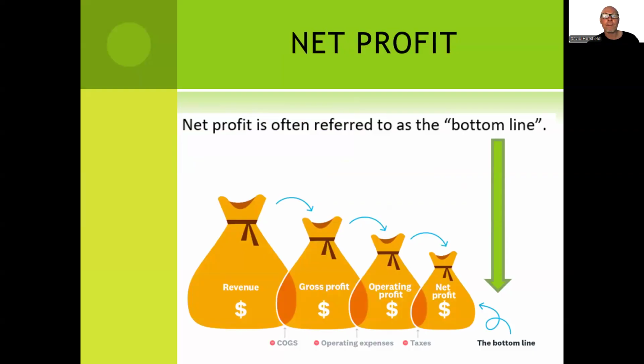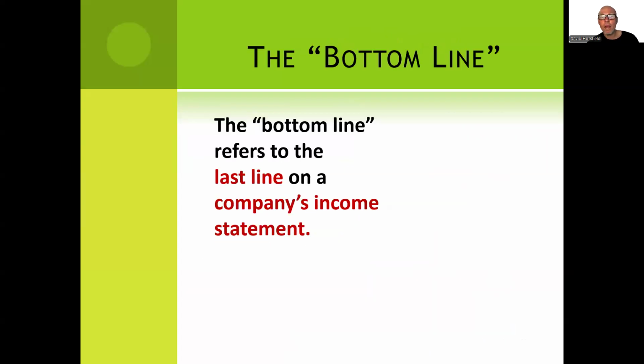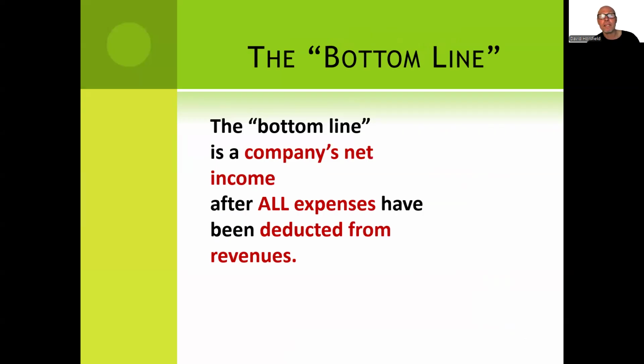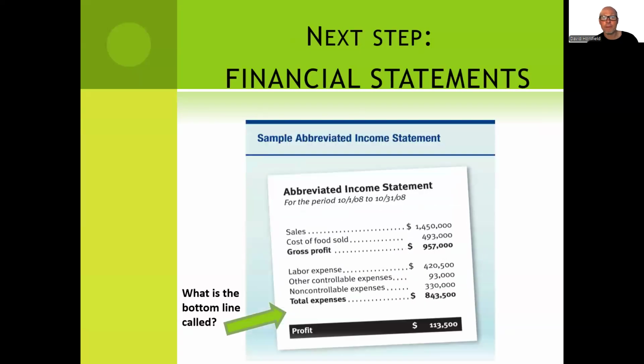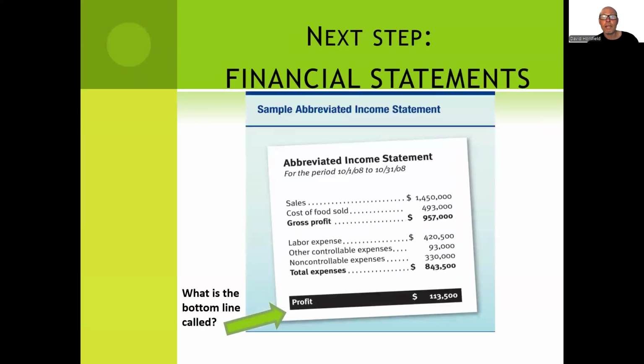So this net profit is our bottom, also called the bottom line. We're at the bottom of the scale down. Now, the bottom line refers to the last line on a company's income statement. The bottom line, it makes sense. The bottom line is a company's net income after all expenses have been deducted from revenues. So back to this financial statement, it's an income statement. What's the bottom line called? Sure, it's called profit in this example, but that's not accurate. We know the bottom line is called net profit.